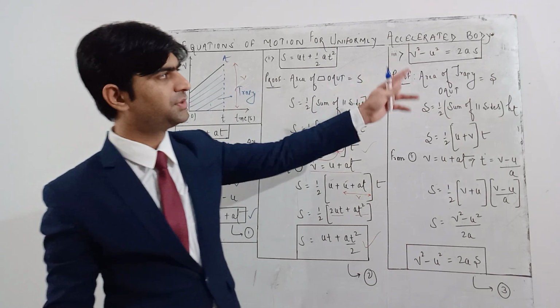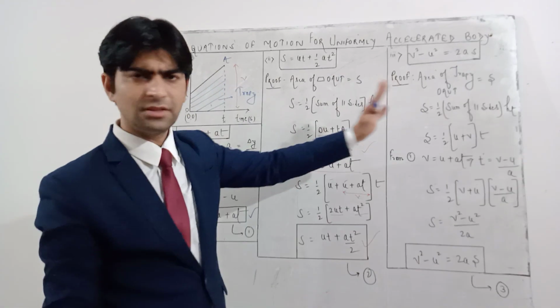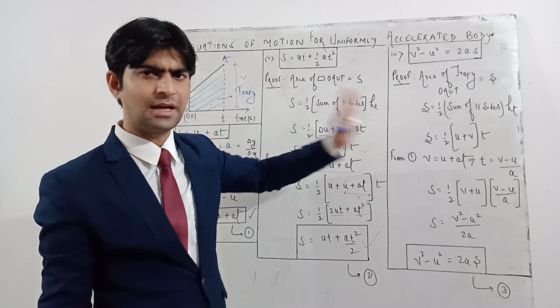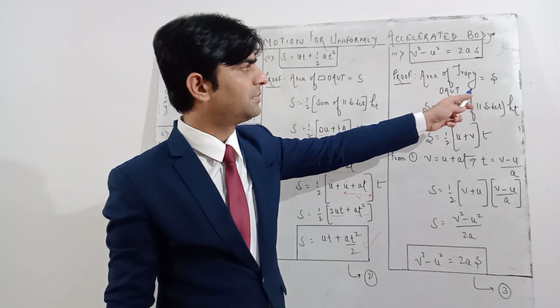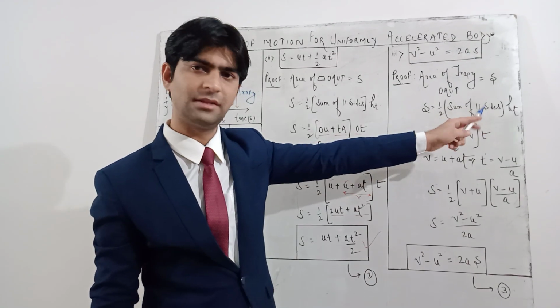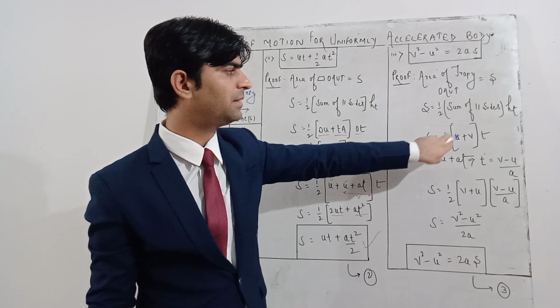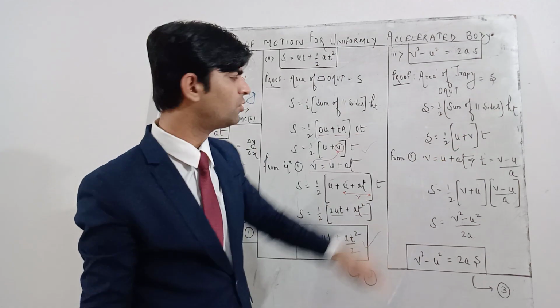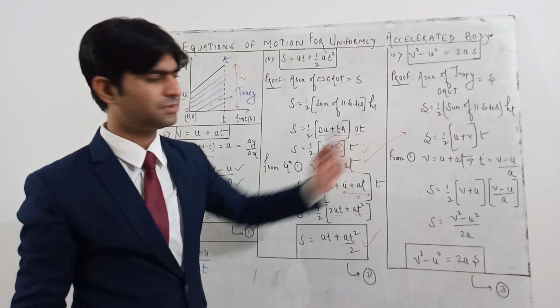V square minus U square equals 2AS. Again, the starting three steps are the same as the second equation. Area of trapezium is the displacement, so half of the sum of parallel sides into height. There is no doubt up to that point. Again, S is equal to half of V plus U into T. So up to this step, both derivations are the same.